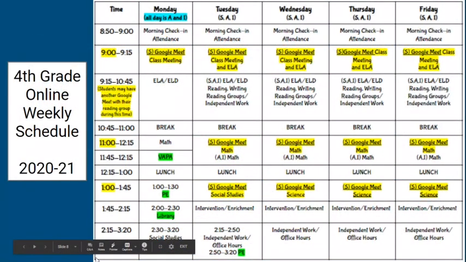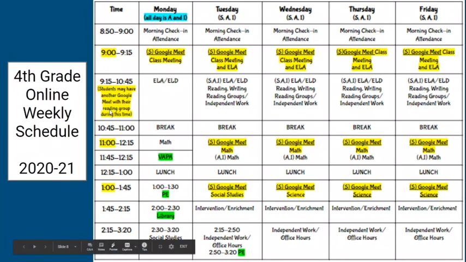All right, here is our fourth grade online weekly schedule. And just keep in mind, things may change a little bit, but we are going to try to stick to this schedule, at least right now, to get the kids used to meeting at least 3 times a day in a Google Meet with their teacher and whole class.